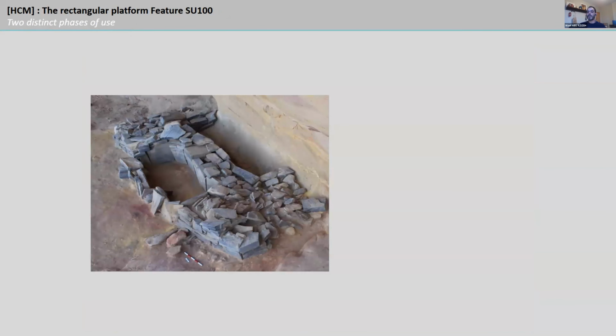So the excavation uncovered a rectangular platform, 7 meters long by 2.5 meters wide, including 2 internal compartments. 2 distinct phases were identified during the excavation. The first and original phase of use was represented by the discovery at the base of the rear compartment of a spectacular amount of faunal remains. The second phase of use, which I will not detail here, shows the reuse of the original compartment as a burial in a later chronological period.